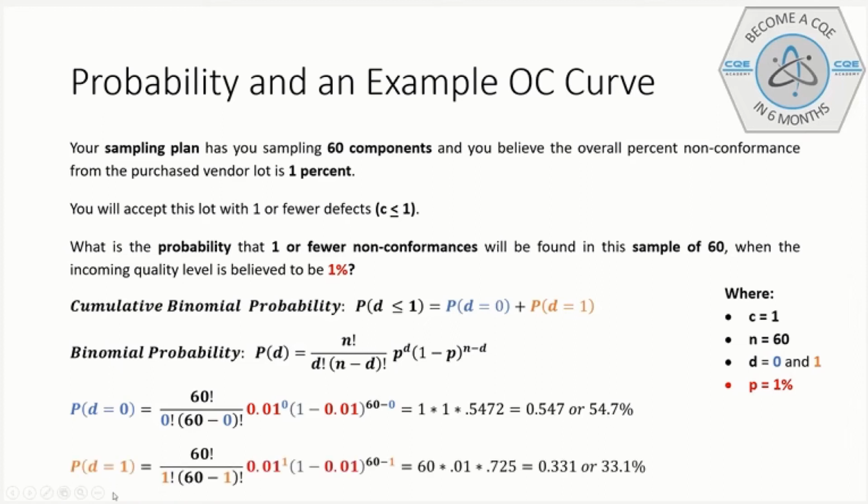We can perform that same binomial probability equation for an outcome of 1 defect. So you'll see how that changes. This becomes 1 factorial, this becomes 60 minus 1, which is 59 factorial. We have our P, our incoming quality level, raised to the 1, and then essentially we have this number raised to 59. So that changes the equation slightly, and the probability of performing the sampling plan and having only 1 defect is about 33.1%. So cumulatively, the probability of both these outcomes combined is about 87.8%.